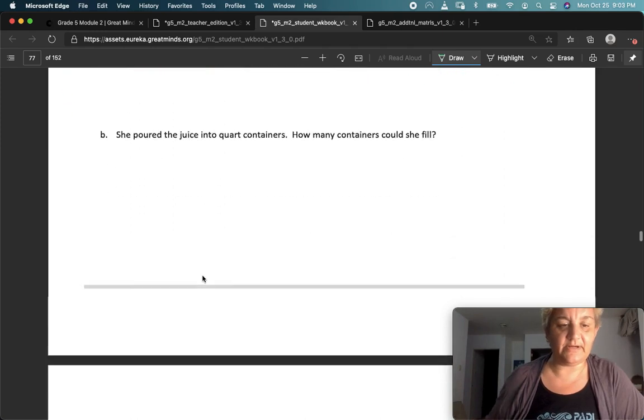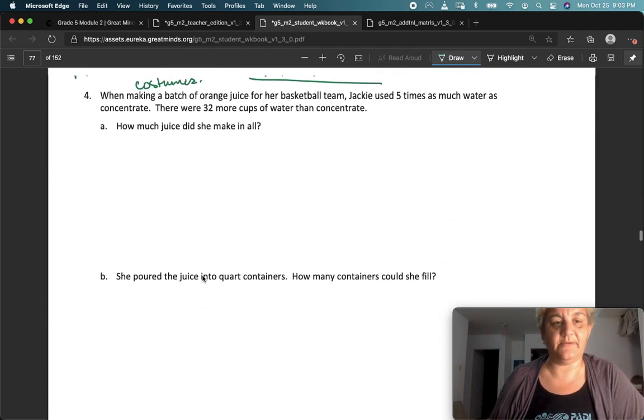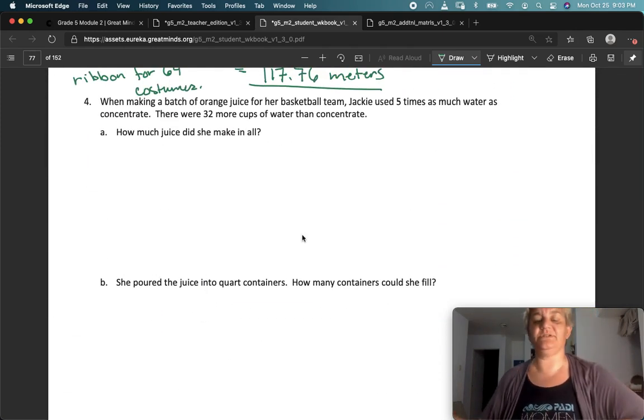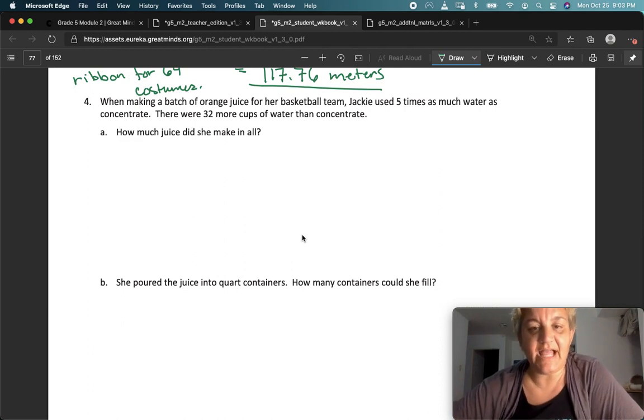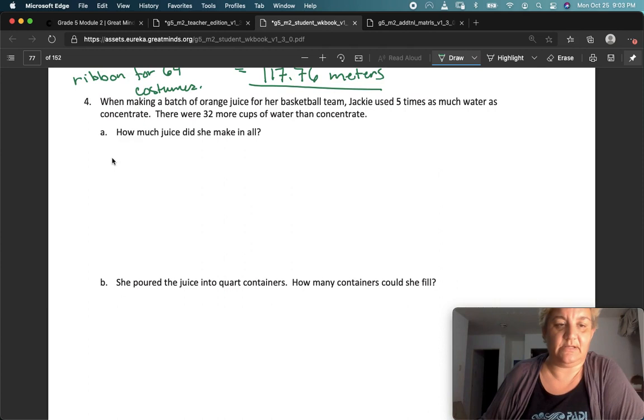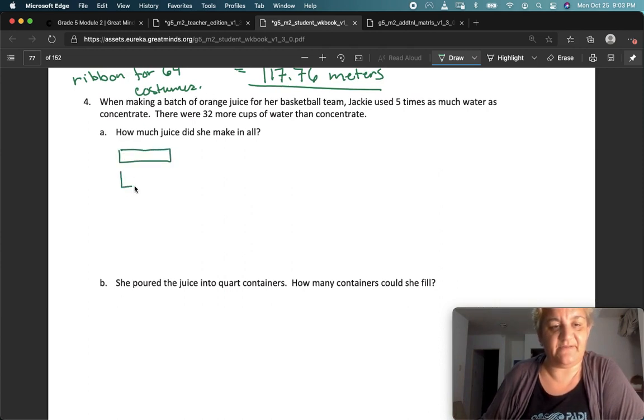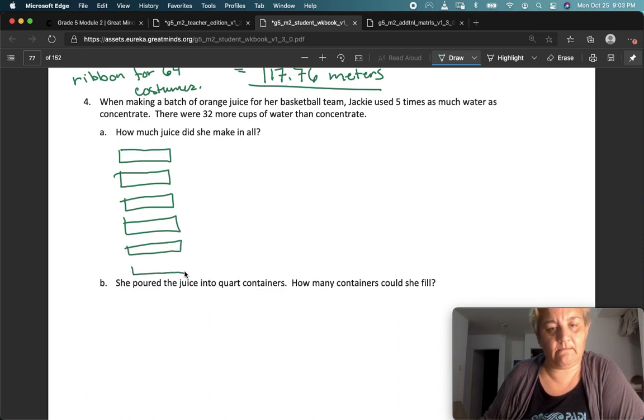Okay, number 4. When making a batch of orange juice for her basketball team, Jackie used 5 times as much water as concentrate. Okay, so she had concentrate here, and then she used 5 times that much as for water. Okay, so this is the water.